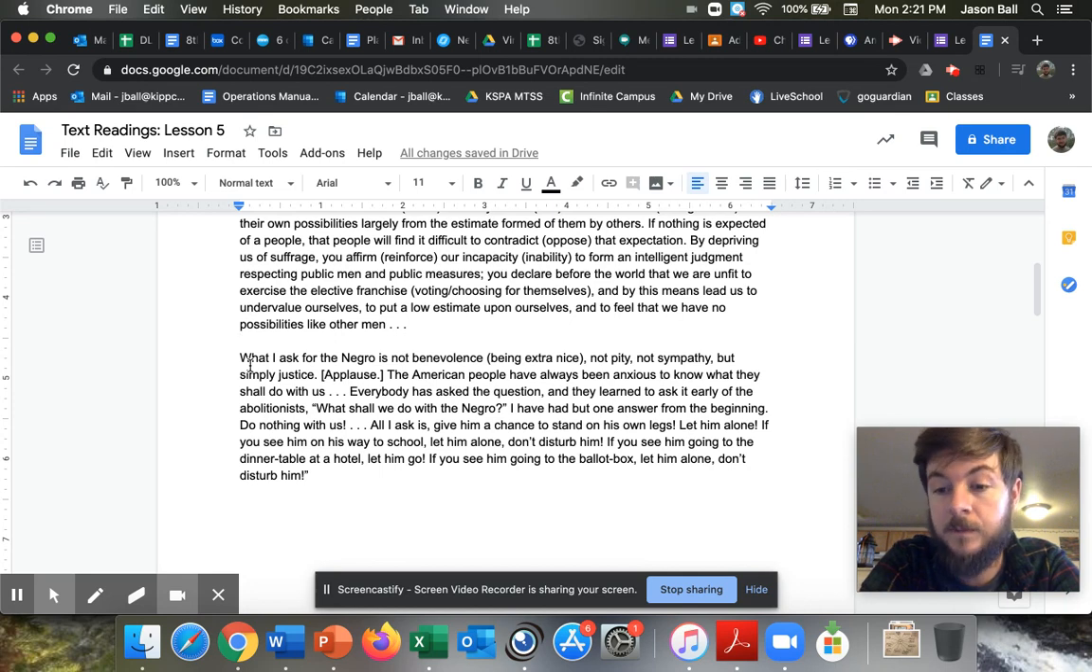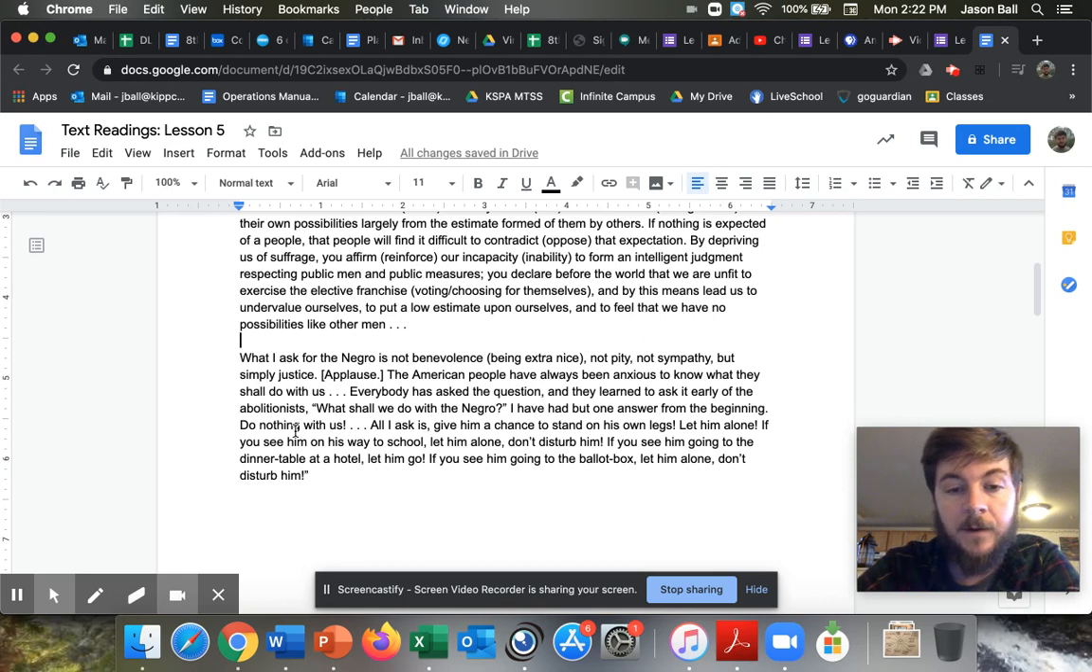Don't disturb him. So looking at the second quote, this gets to the question again of how we are going to treat newly freed slaves, integrating them into society. And Frederick Douglass is saying, just treat us like anybody else. Really, let him alone. All I ask is give him a chance to stand on his own two legs. We just want to be treated like anybody else and have the chance to live our lives just like anybody else in society.